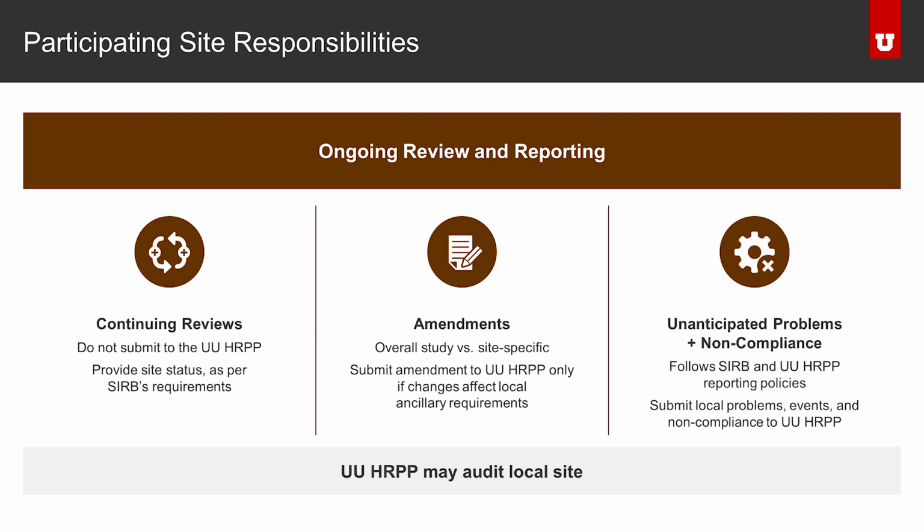Reporting of problems and events to the University HRPP is required for any possible unanticipated problems and serious or continuing noncompliance that happen at the University of Utah. If a problem or event happens here, you should consult the standard University of Utah IRB reporting policies to determine if you should submit a report form. You will also need to evaluate the Single IRB's reporting policies to determine if a report to the Single IRB is also necessary. If problems or events occur at other sites, even if they affect the participants at the University of Utah, these do not need to be submitted in ERICA.